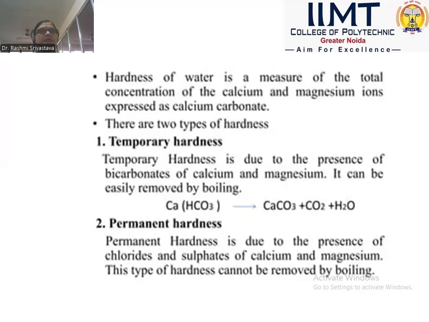The second hardness is permanent hardness. Permanent hardness is due to the presence of chlorides and sulfates of calcium and mainly magnesium elements. This type of hardness cannot be removed by simply boiling. The removal methods of permanent hardness are different.